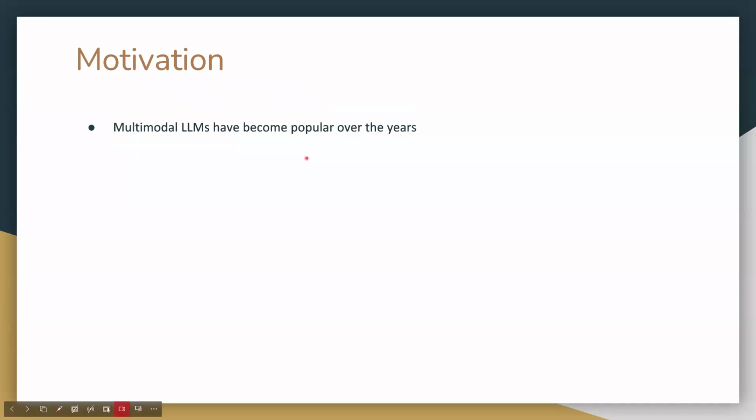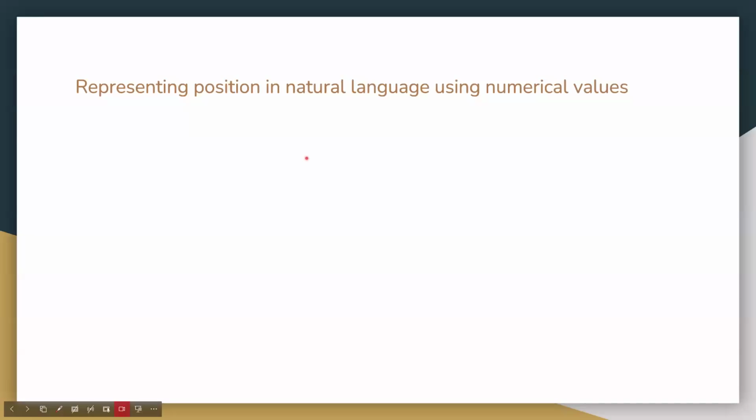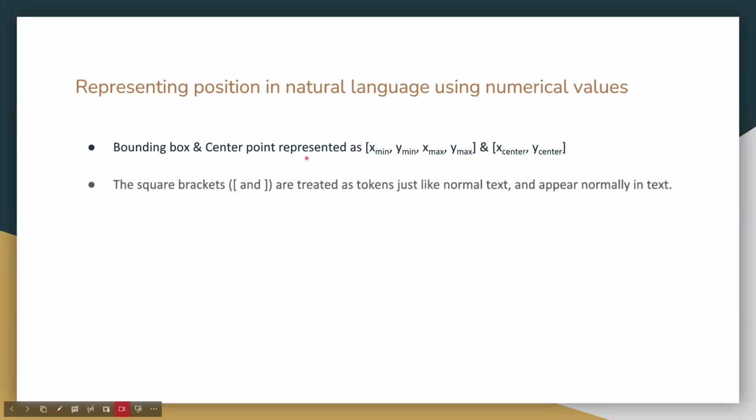So what is the motivation behind Shikra? Well, it was found that multimodal LLMs do not perform well when it comes to tasks that involve specifying a particular object in an image. So being able to embed this positional representation into a model training will help it perform referential dialogue. How are these position representations embedded into the model? The authors were able to accomplish this by using normal numerical bounding boxes and center point coordinates to represent them, and fed them as tokens to the LLM to learn during training.